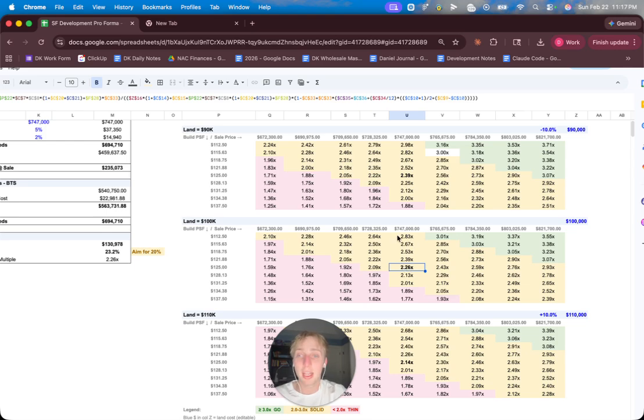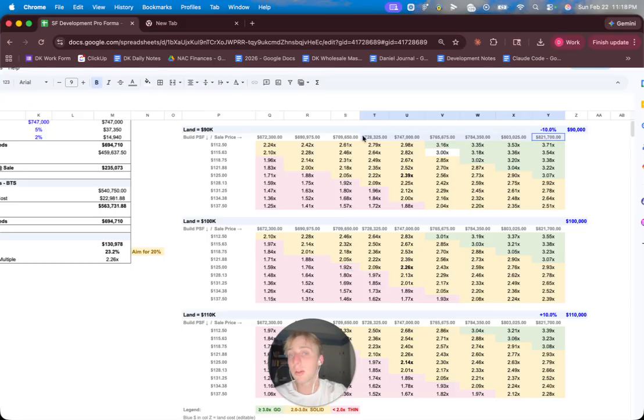So this is what we are expecting, this figure right here. But now what we're modeling in is, what happens if we get a lower sales price? If we go from $747K to $728K, we're at a 2x multiple. If we go from $747K to $709K, we're at a 1.92x multiple. So as you see here, we're analyzing the downside.